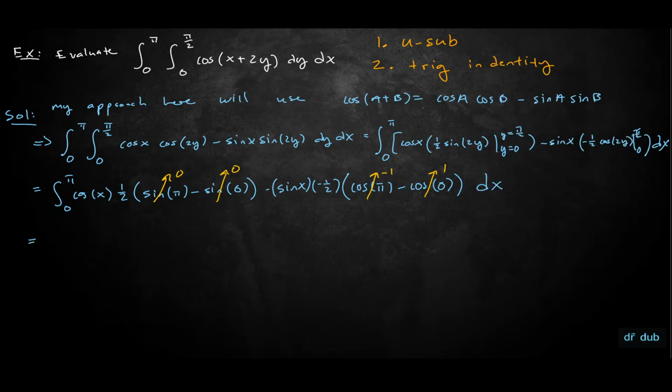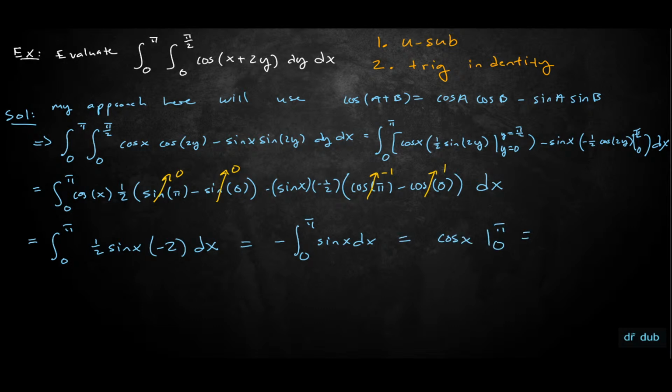Simplifying everything, we get integral from 0 to pi over 2. So negative negative is positive 1/2 sine x times negative 2 dx. So this is going to be negative integral 0 to pi, sorry, not pi over 2. Integral 0 to pi of sine x dx, which is cosine x from 0 to pi, which is cosine of pi minus cosine of 0, which is negative 1 minus 1, which is negative 2.